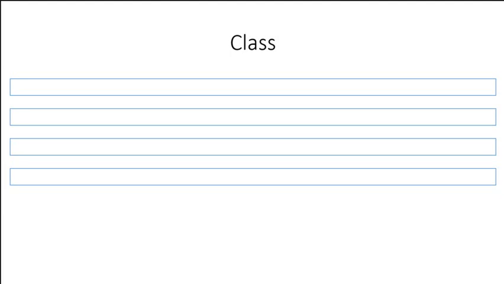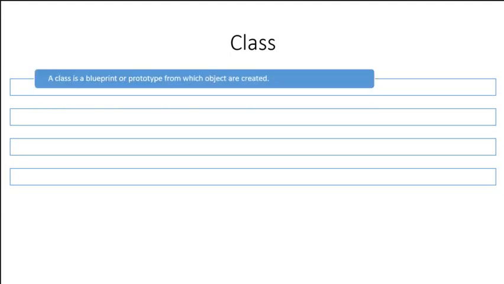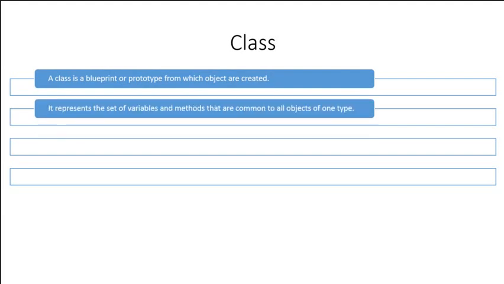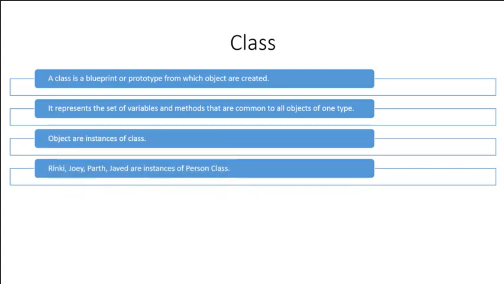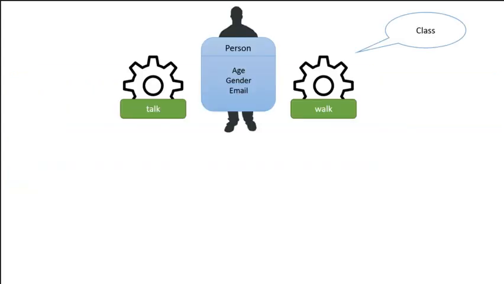So let's continue with class. A class is a blueprint or prototype from which objects are created. It represents the set of variables and methods that are common to all objects of one type. Objects are instances of a class. Like Rinki, Joey, Parth and Javed are instances of class person. Person is a class which has variables like age, gender and email. It also has methods like walk and talk.